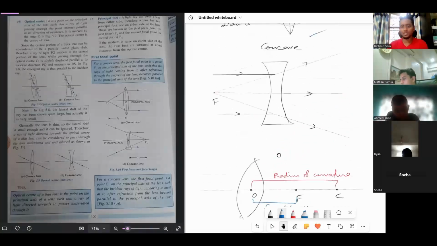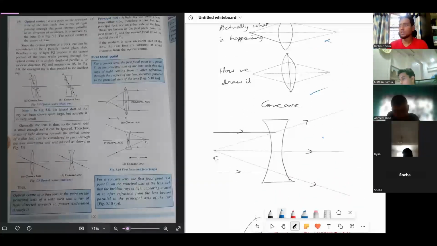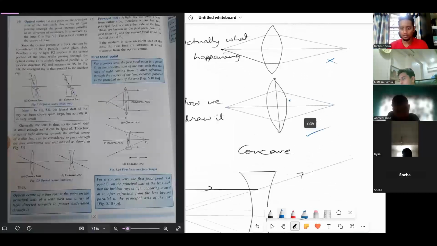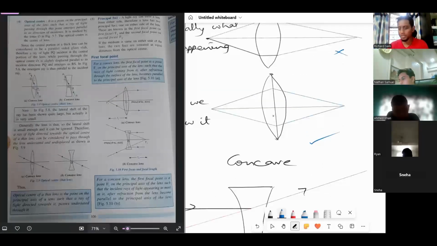Okay, a few conditions. When does the light not deviate? So we drew three rays, a ray going up, a ray going through the middle, and a ray going at the bottom. Out of these three rays, which ray does not deviate? The middle one. Yes. So the condition is if a ray passes through the optical center, it will not deviate.